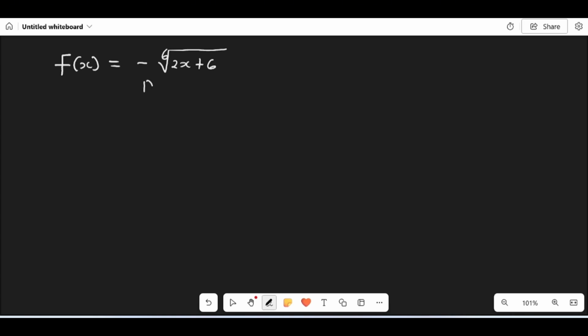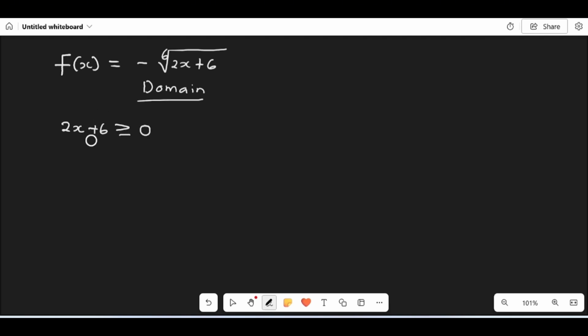We want to find the domain and the range of this sixth root function. Domain. Since it is an even root, the expression inside the root must be greater than or equal to 0. So it follows that 2x plus 6 is greater than or equal to 0.